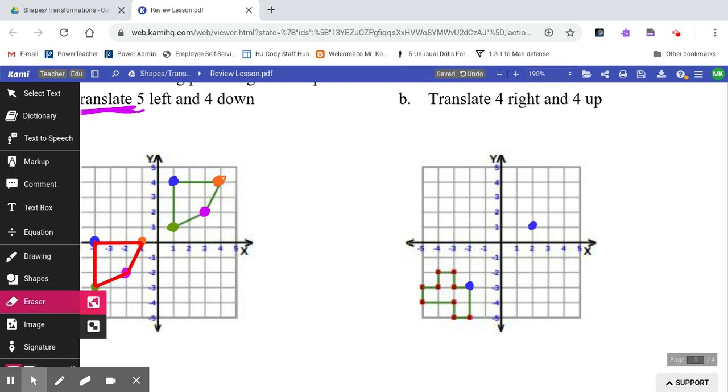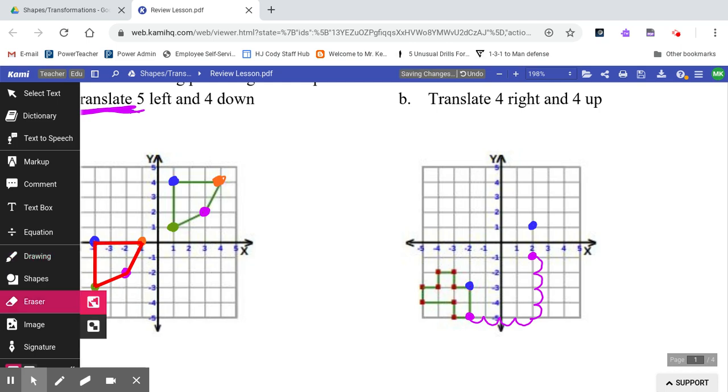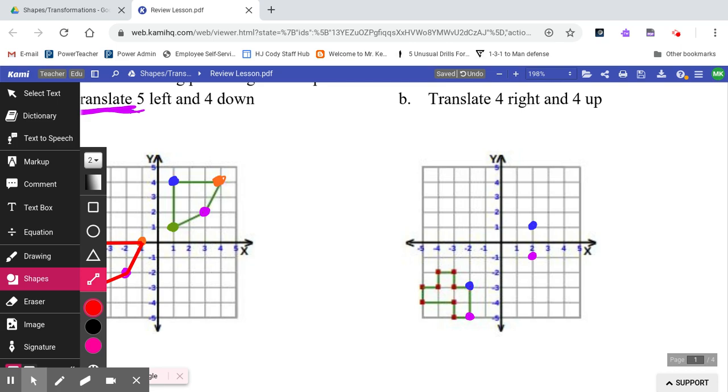I'm then going to move the point below it. This one. 4 to the right: 1, 2, 3, 4. 4 up: 1, 2, 3, 4. And it should go right there. Sometimes it actually helps to connect the dots as you're building it. So if you want, it might not be a bad idea to connect those dots so that you know you have that side built now.